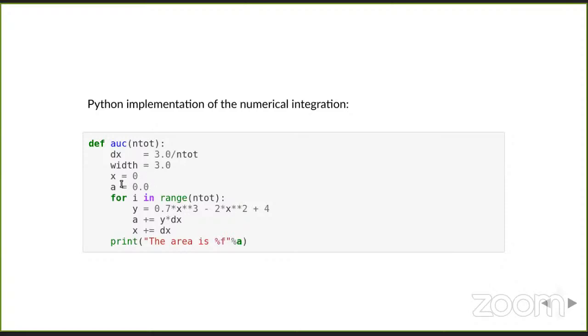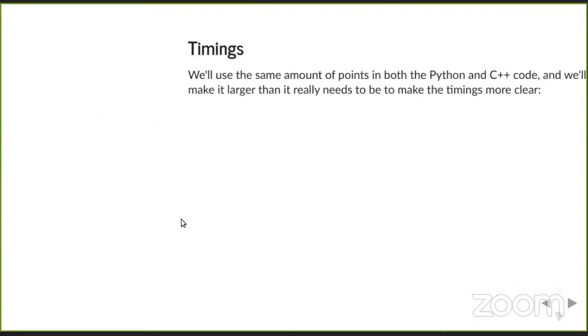We're going to accumulate in A. We're going to compute what x is every time. And we're going to compute what y is. So that's the y value. And then we're going to sum them all up, multiply by the dx, and Bob's your uncle. So let's see how that does in terms of timings.